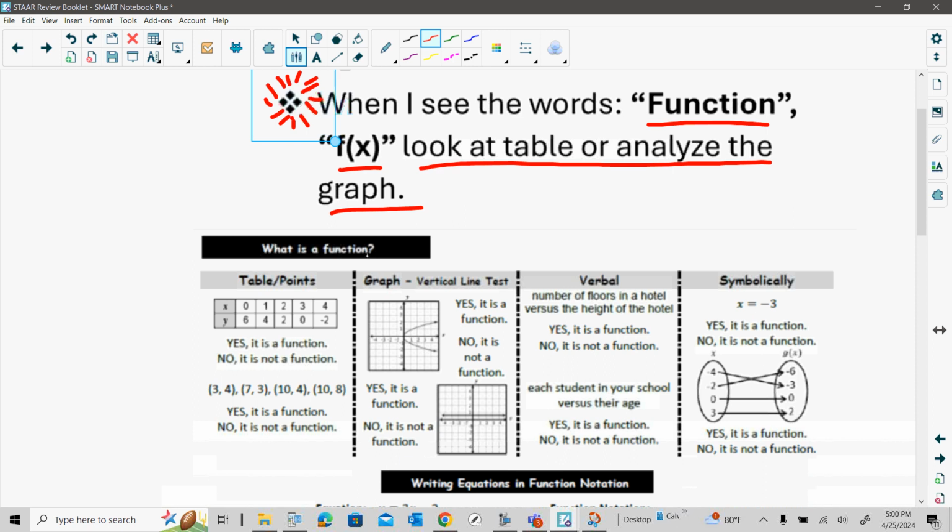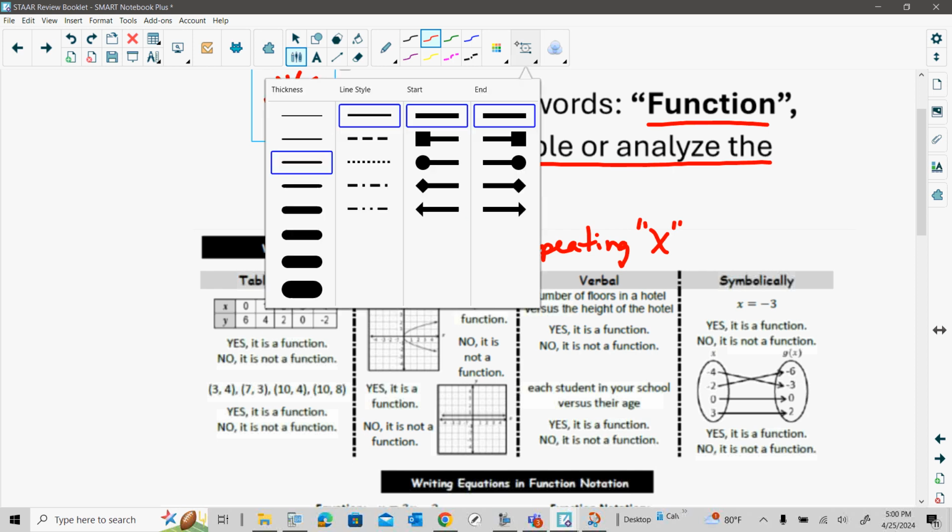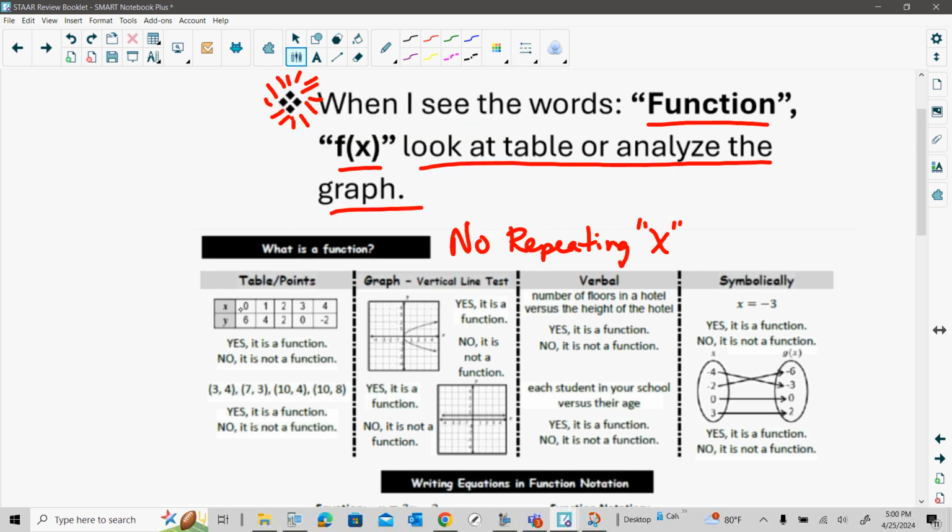So some things about the function we have to remember. What is a function? It's when you have no repeating x's. Okay. So I can check that on the table. Looking at the first row, it's always going to go x then y, and none of the x values repeat. So this is a yes.